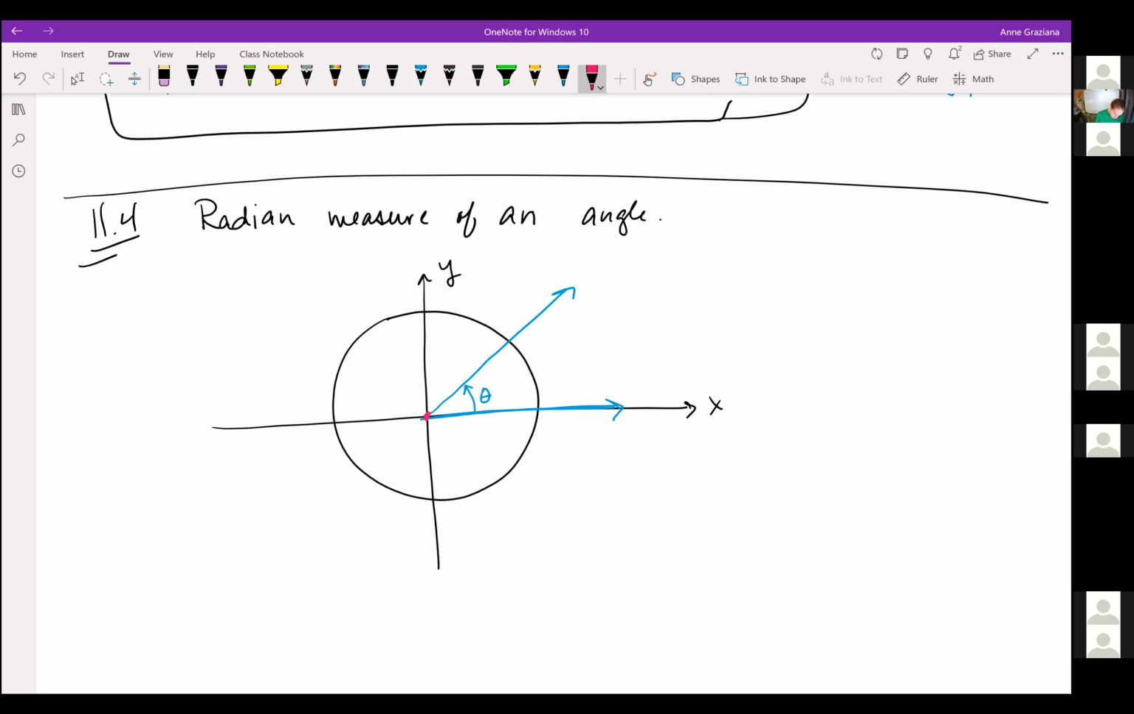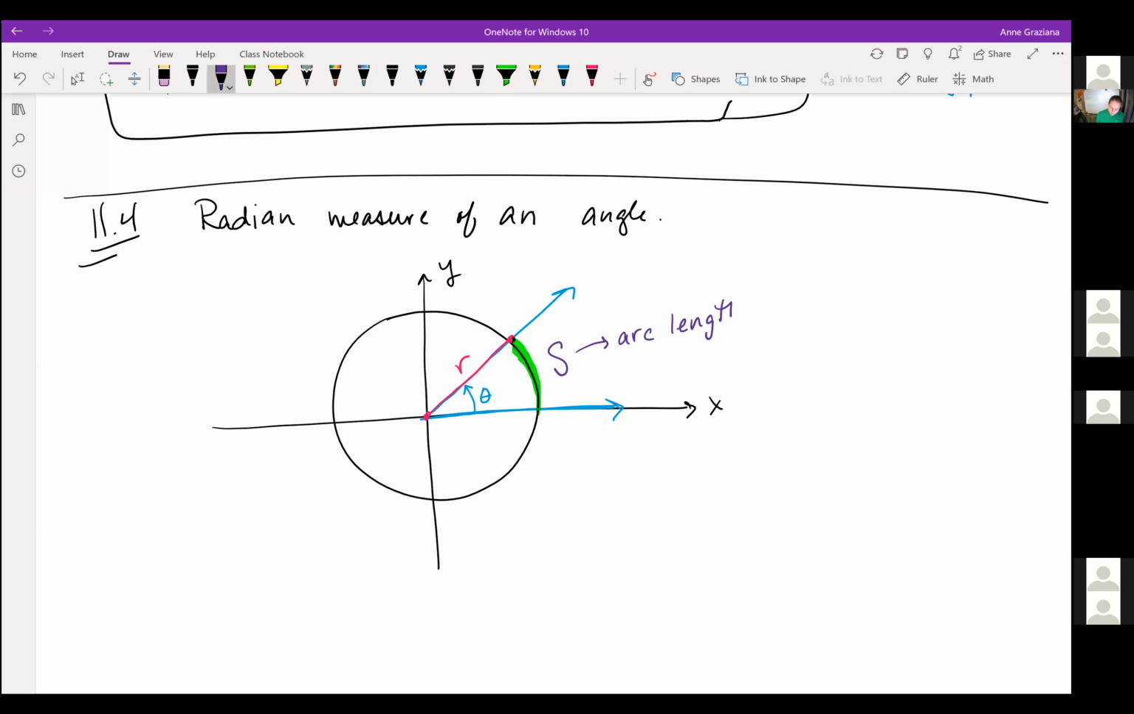This distance from the center to here, this is your radius, okay? And this piece right here on the edge, this distance we label as S, okay? And this is called the arc length. So the distances we've been talking about, we've really been measuring arc lengths, okay?